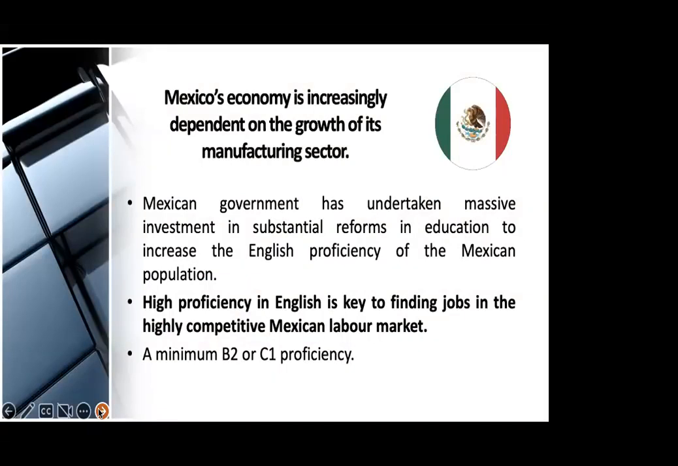Particularly in the context of Mexico, we have seen that Mexico's economy is increasingly dependent on the growth of its manufacturing sector. The Mexican government has undertaken massive investment in substantial reforms in education to increase the English proficiency of the Mexican population. Currently, having high proficiency in English is key to finding jobs in the highly competitive Mexican labor market. The new graduates and professionals are now required by the labor market to show an English certificate providing a minimum of B2 or C1 proficiency according to the Common European Framework for Languages.